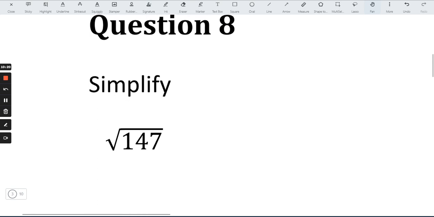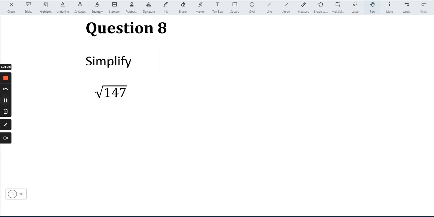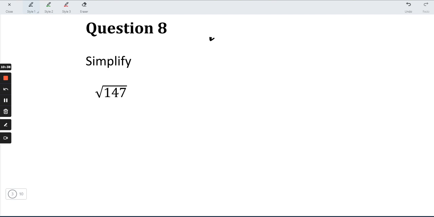Question 8 here. Simplify square root 147. If you are using complete squares like 1, then 4, those are complete squares. 1, 4, 9, which is 2 times 2, 3 times 3, 4 times 4 is 16, and so on. You will reach 49, and 49 goes into 147 3 times.